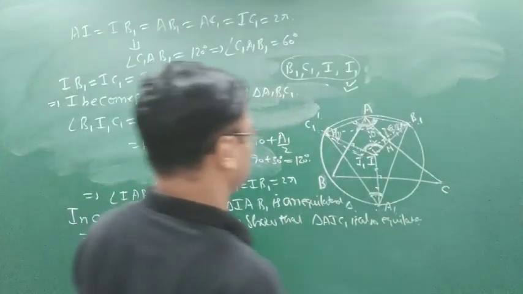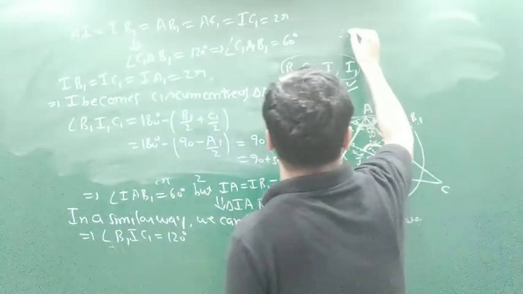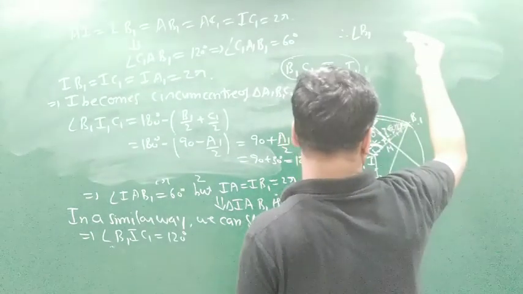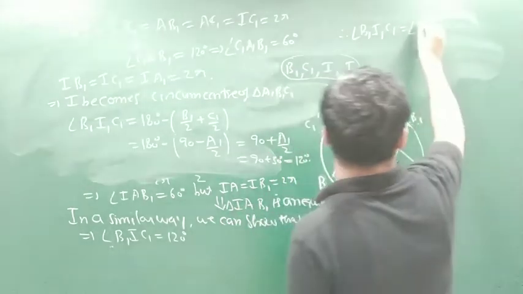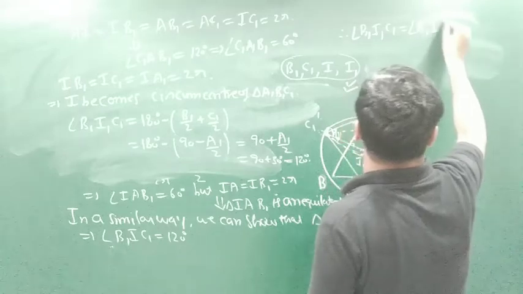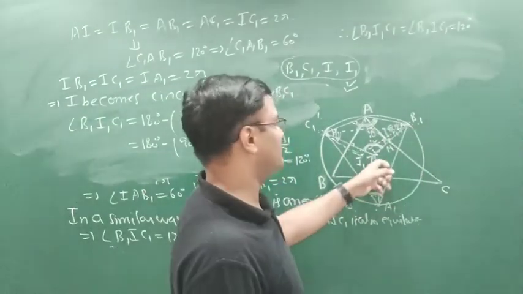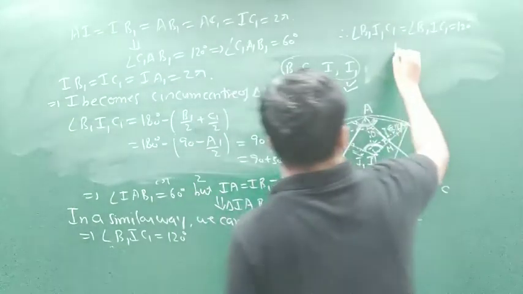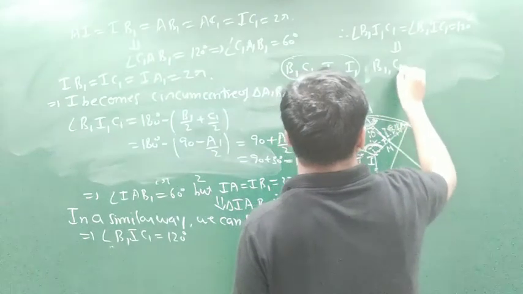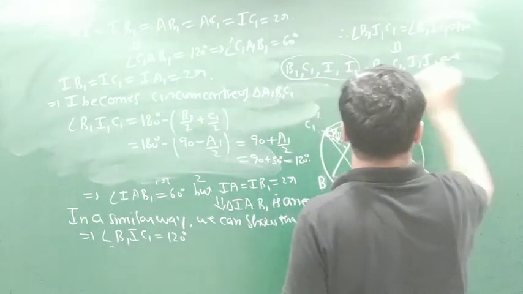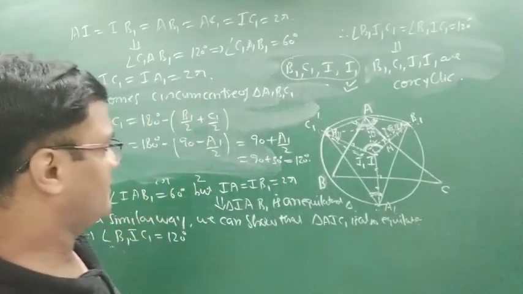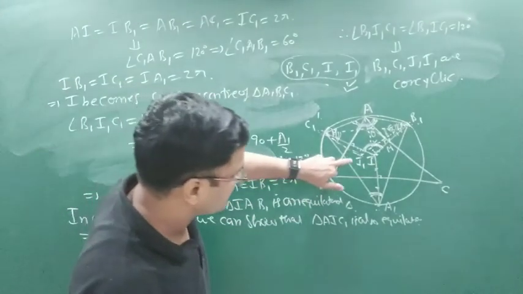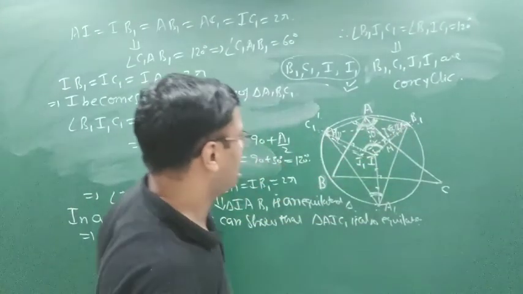Hence, we have proved that angle B1I1C1 equals angle B1IC1 equals 120 degrees. That is, this line segment B1C1 subtends equal angles at points I and I1, meaning thereby these 4 points B1, C1, I, I1 are concyclic. Hence proved.